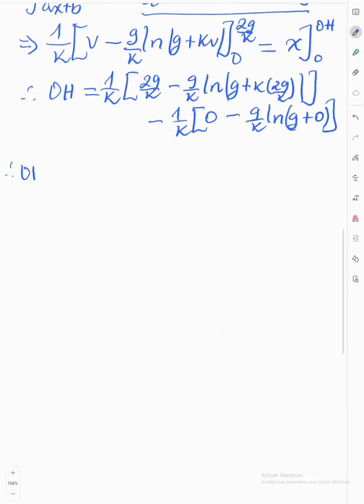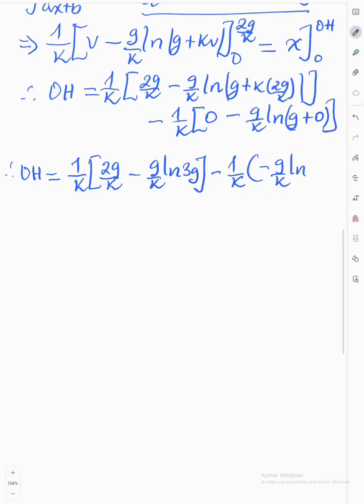So we have that OH equals 1 all over k into 2g all over k minus g all over k ln of g plus k cancels here, and we have ln of g plus 2g. That gives 3g, minus 1 all over k into negative g over k ln of g. In this last term, the negative times the other negative will give positive. So we can make that bracket to be positive.